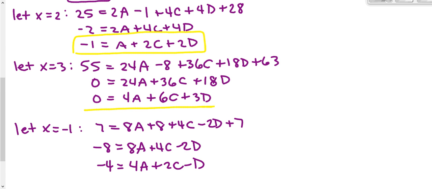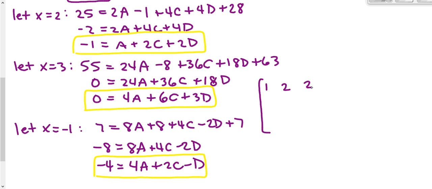We have a 3 by 3 system, and we can solve that in so many ways. We could use substitution or elimination or Cramer's rule or the inverse matrix method. And I'm going to use the inverse matrix method. So I set up a matrix with my coefficients of a, c, and d. For the first equation we have 1, 2, and 2. For the second equation we have 4, 6, and 3. And for the third equation we have 4, 2, and -1.